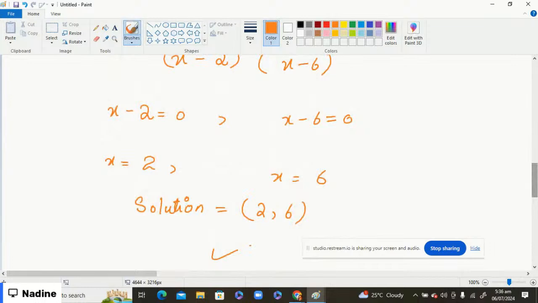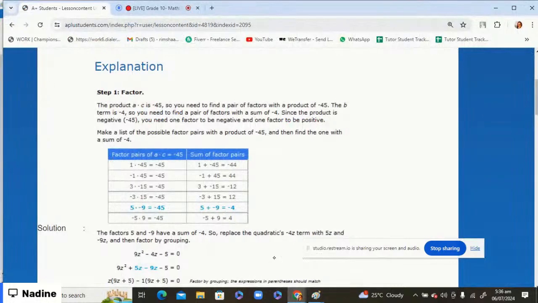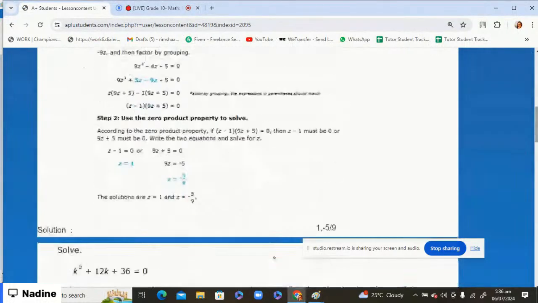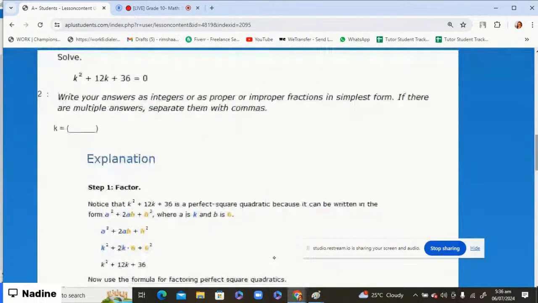So let's check some other examples. Okay, so here if k is involved, what do we do for that?